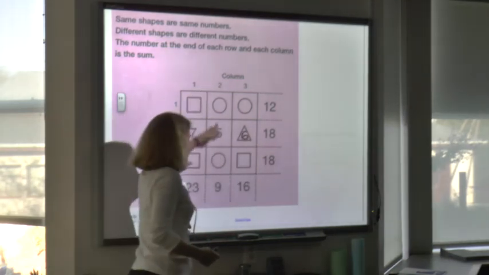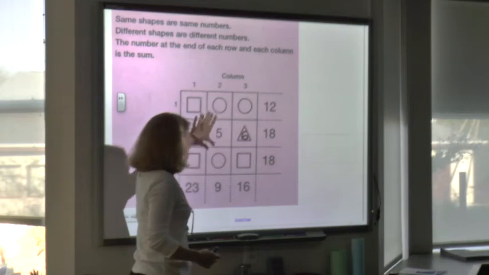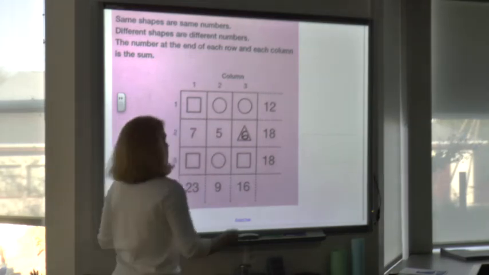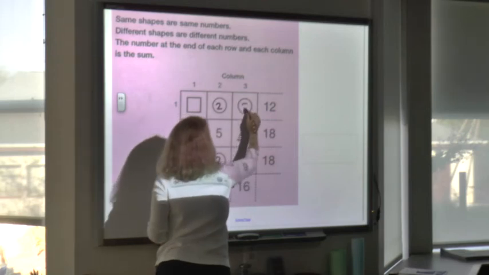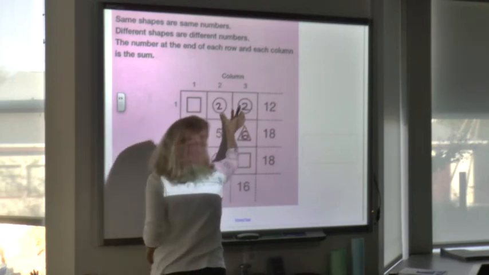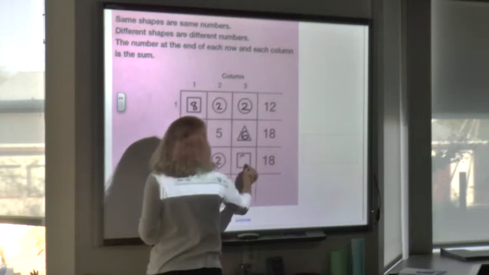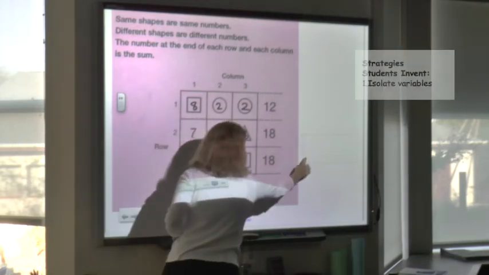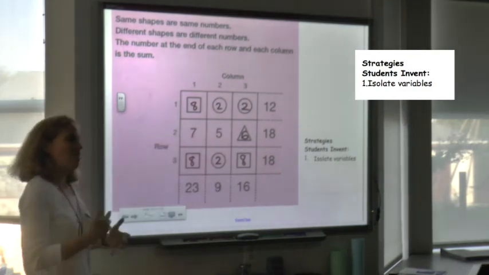Where do you go next? Let's go to column 2. We've got 2 circles. Those circles plus 5 must be 9, so the 2 circles together have to be 4, so each circle has to be 2. Same shape is the same number, so that's 2. If that's 4, 4 minus 12 is 8, so this has to be 8. What have the students just done? They've learned how to isolate variables. They've in fact invented it.